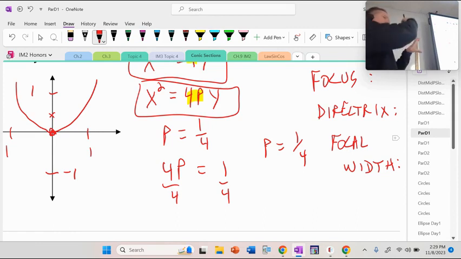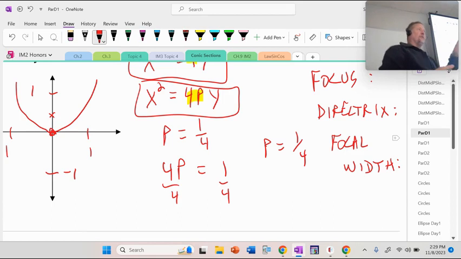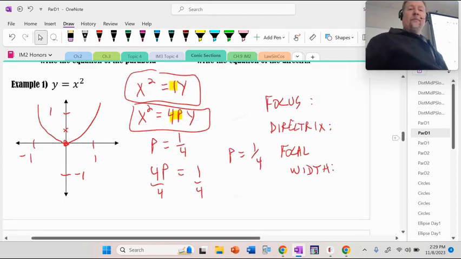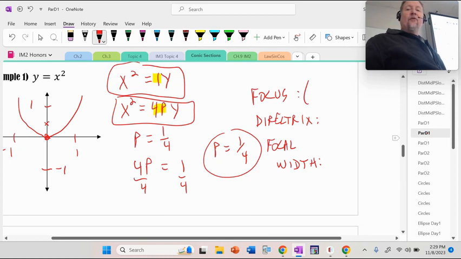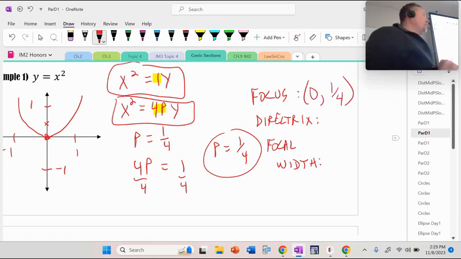Straight? No, what kind of line is this? Vertical. All right, so that's why cereal bowl table is going to work. So the focus belongs here. How far did you go up? 1/4. So what's the focus? 0, 1/4. This is why I love doing conic sections as well.